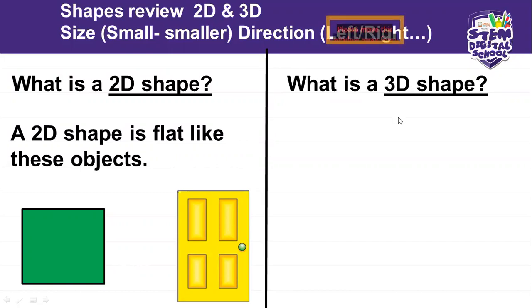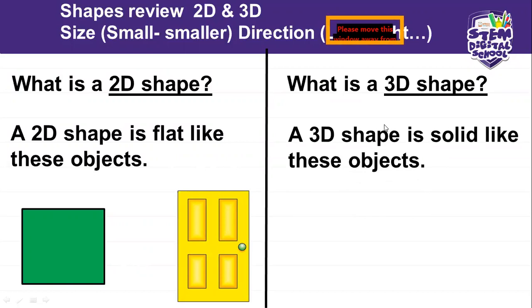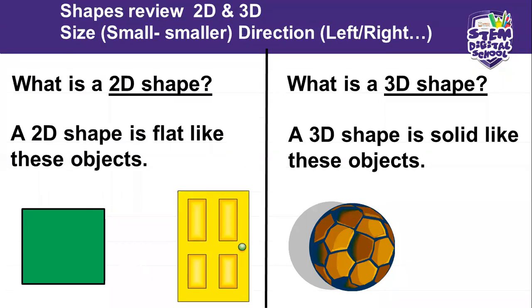Let's see. What is a 3D shape? A 3D shape, it's solid. It's whole, like these pictures or these objects. Okay. There's a ball. A ball, it's a sphere, it is round, so it is a solid, okay? And then there's a brick there for us, okay? It's a solid. It's not like something that you write on a page. So it's full. It's a real picture, okay? So that is our 3D.